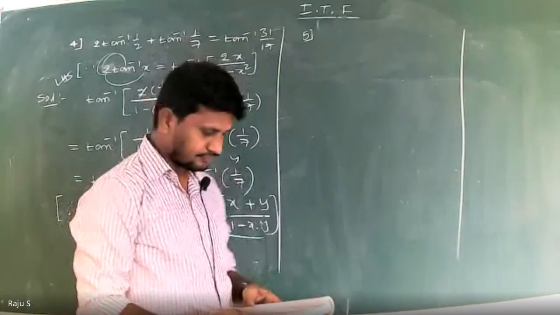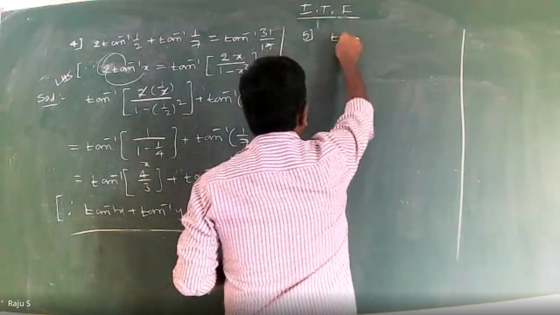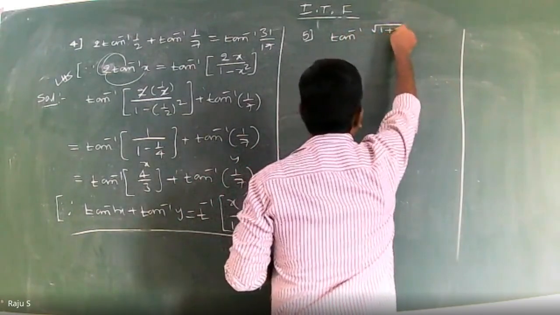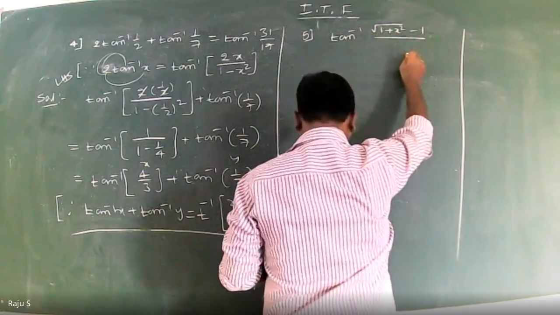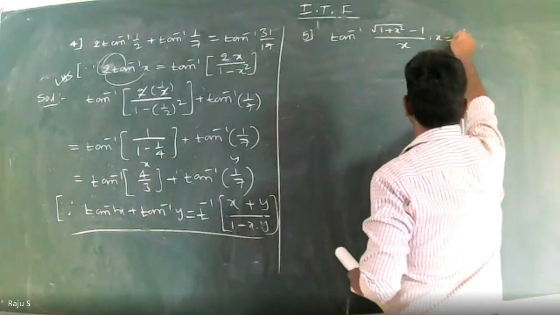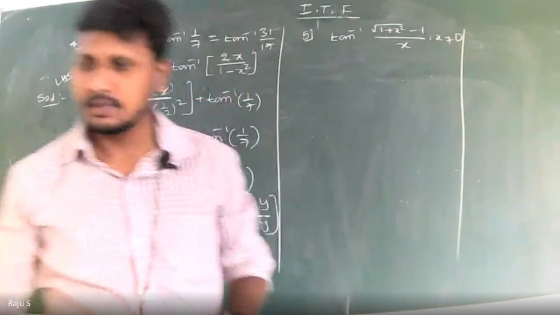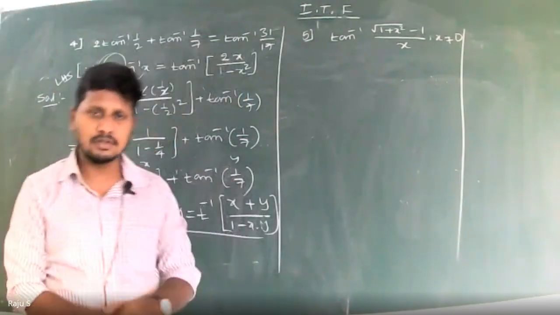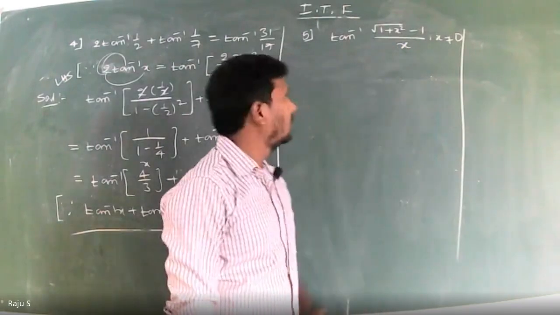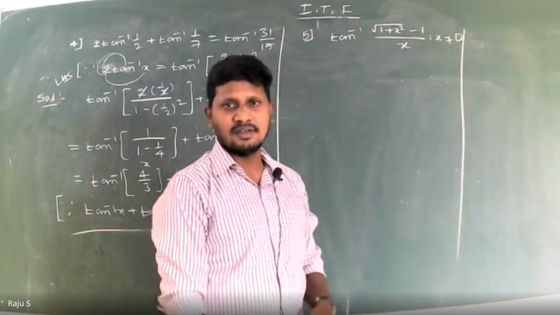Right, look here. The given question is tan inverse of root over 1 plus x square minus 1 by x. The domain is x not equal to 0. If x is equal to 0, what will happen? Clearly they gave the domain x not equal to 0. Actually if x is equal to 0, it is undefined: 1 minus 1, 0 by 0, which is undefined. So x is not equal to 0.